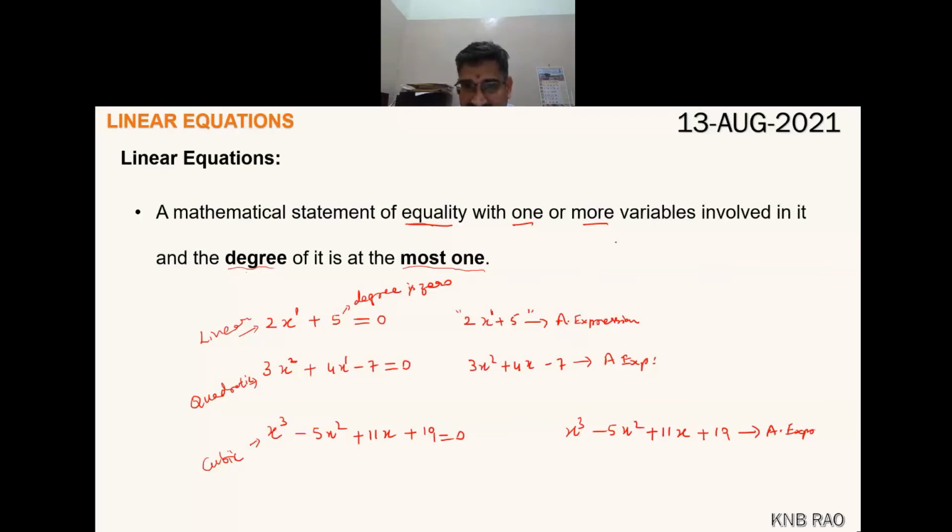where the important condition for that equation is that its degree is at the most 1 to call it a linear equation. Is it clear to you? If you understood, thumbs up. Good, very good. Nice. Let's move on.